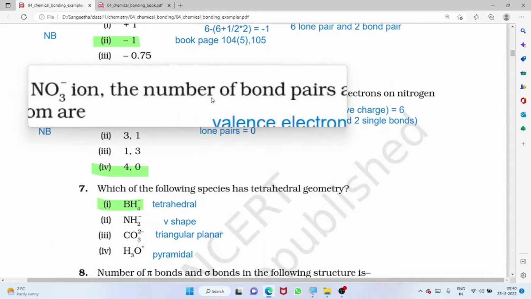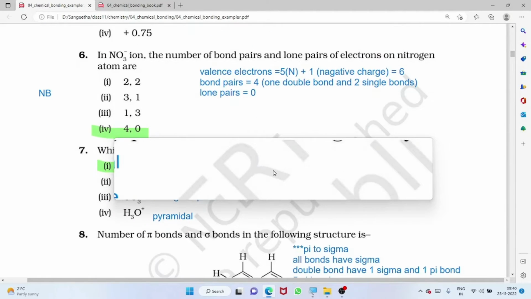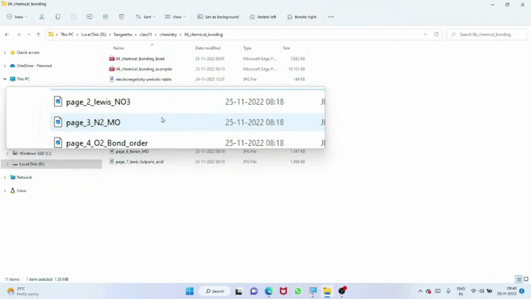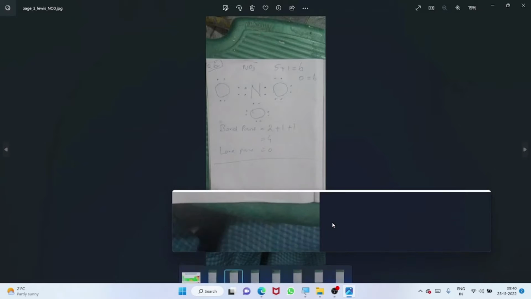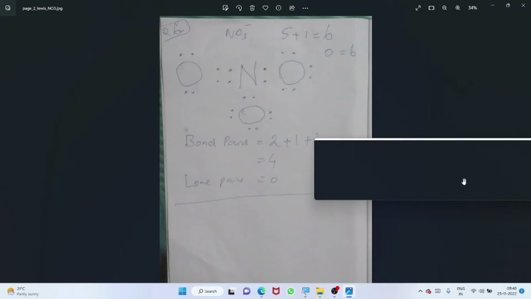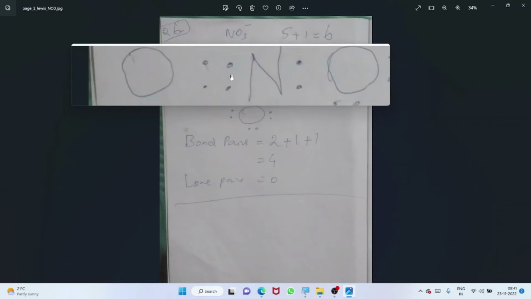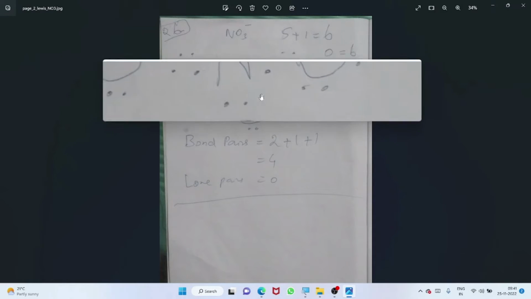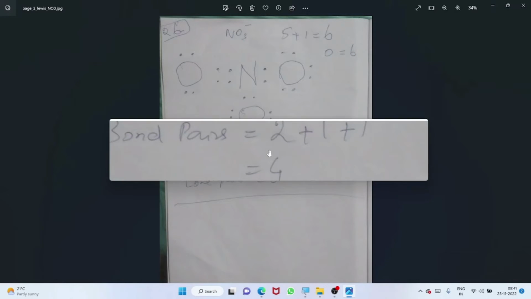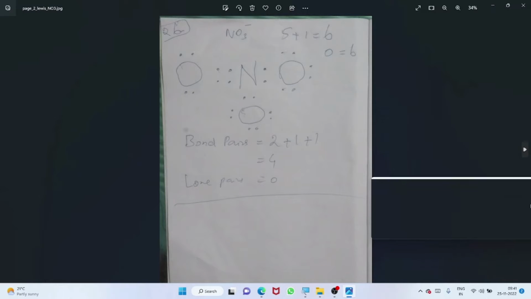In the NO3 minus ion, what are the number of bond pairs and lone pairs of electrons on the nitrogen? See, this is the Lewis structure of NO3 minus. They are asking about bond pairs. Here this is a double bond and these are single bonds. So the bond pairs are 4, and there is no lone pair, that is 0.